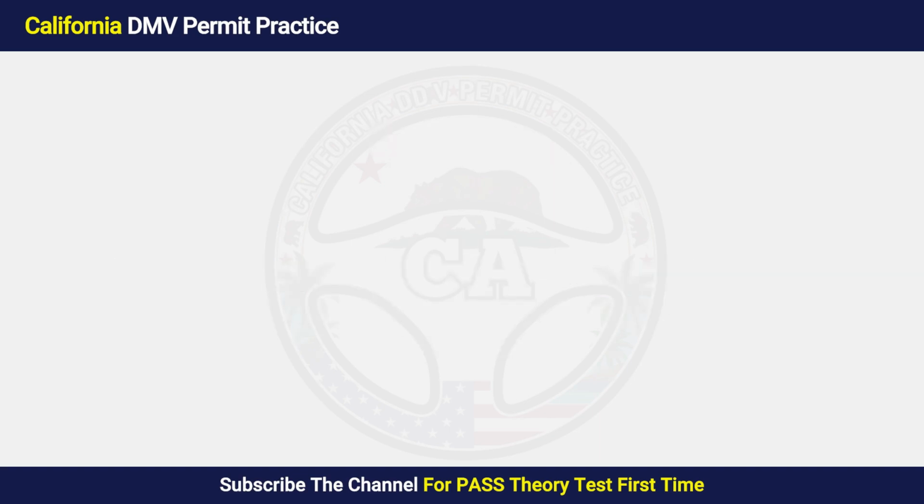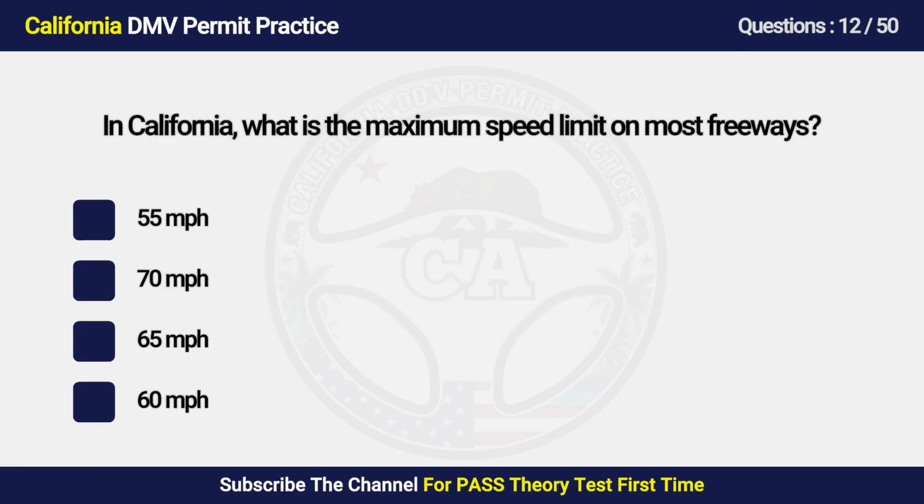Question 12. In California, what is the maximum speed limit on most freeways? A. 55, B. 70, C. 65, D. 60.